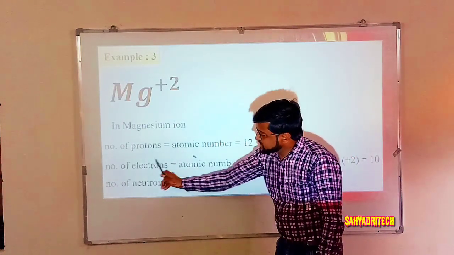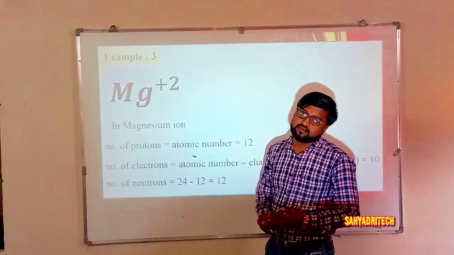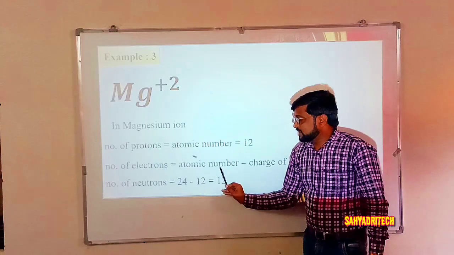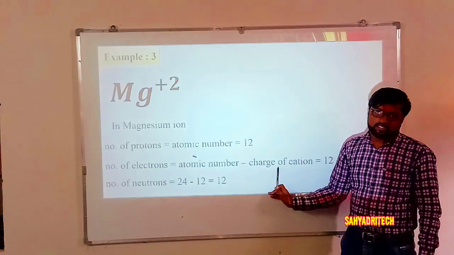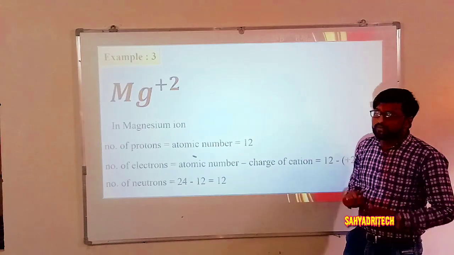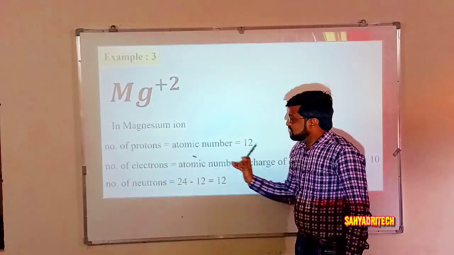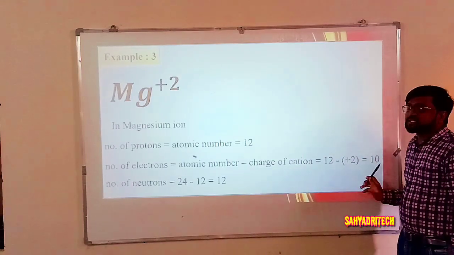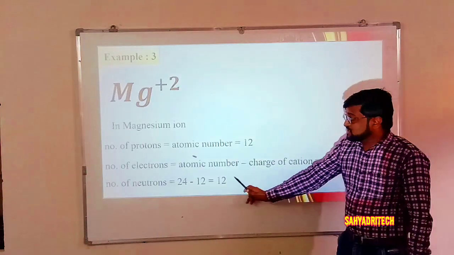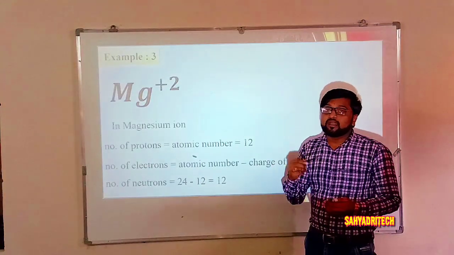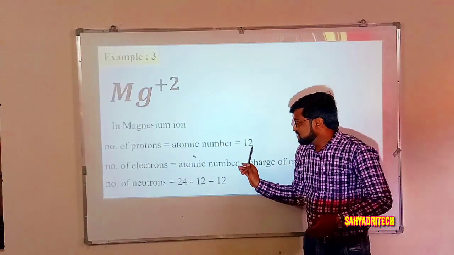So, the only change is with respect to number of electrons. So, what is to be remembered here? Number of electrons is equal to atomic number minus charge. Okay. So, in magnesium 2+, how many protons present? 12 protons present. How many electrons present? 10 electrons present. And how many neutrons? 12 neutrons present.